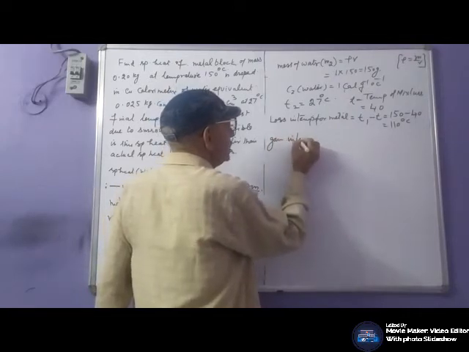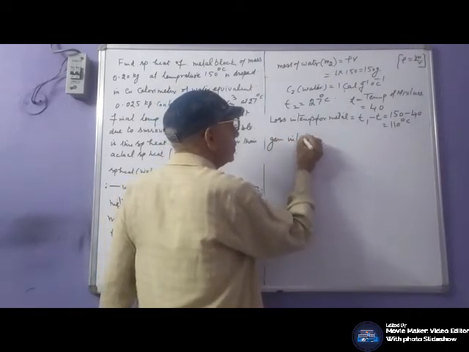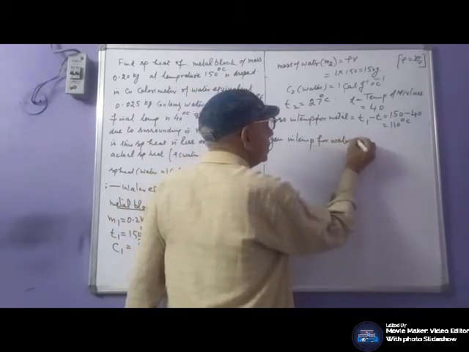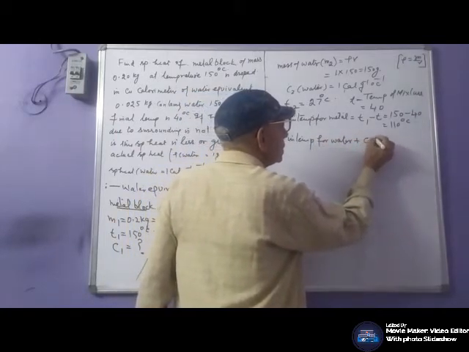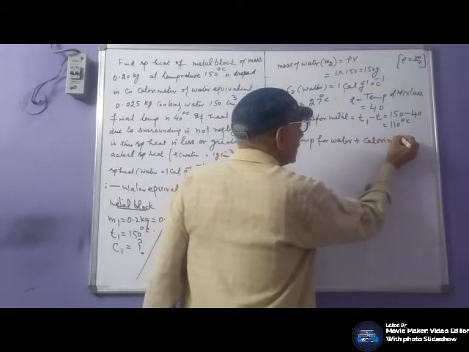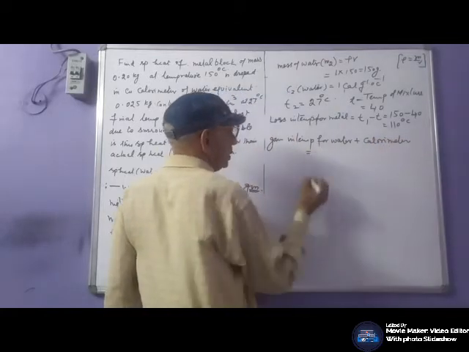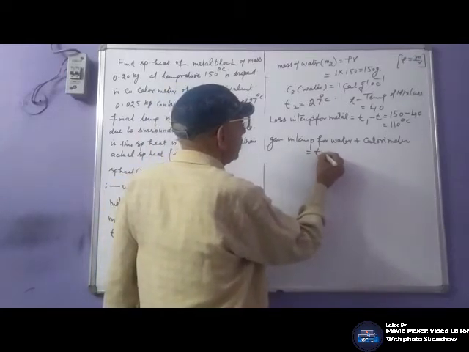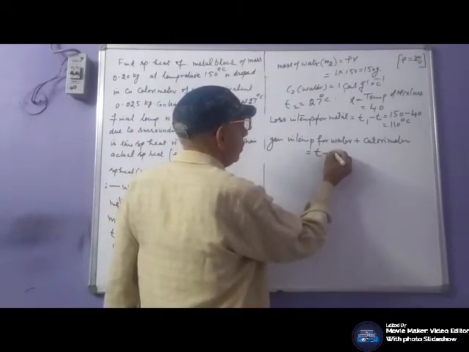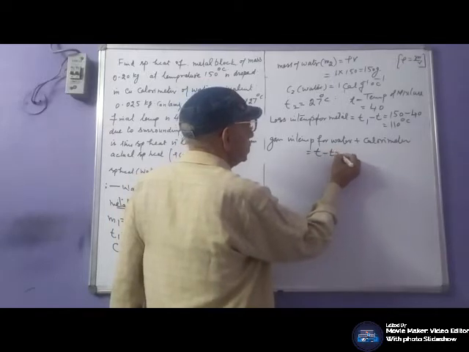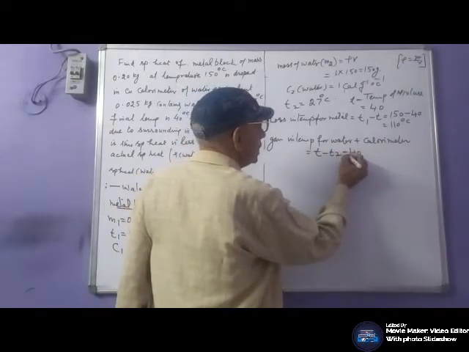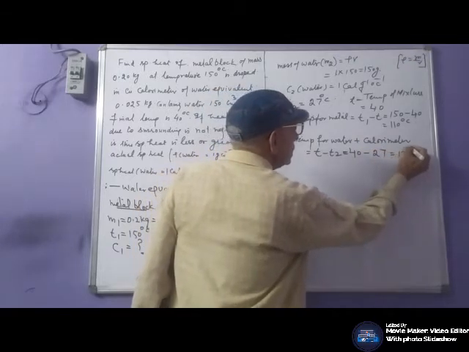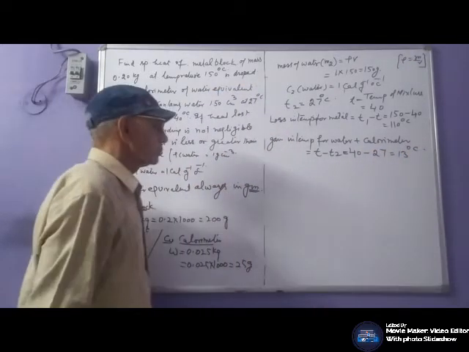Gain in temperature for water plus calorimeter is T minus T2, which is 40 minus 27, 13 degrees Celsius.